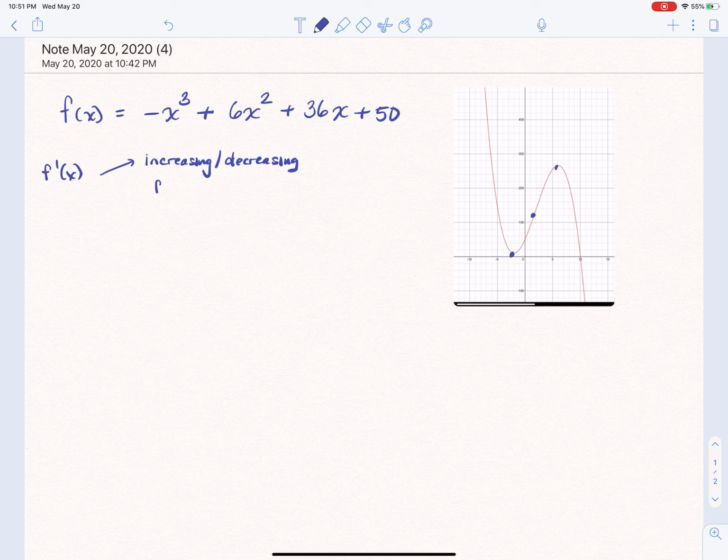Remember that it's increasing if the derivative is less than 0. I'm sorry, if it's greater than 0. Greater than 0, and it's decreasing if the derivative is less than 0, negative.